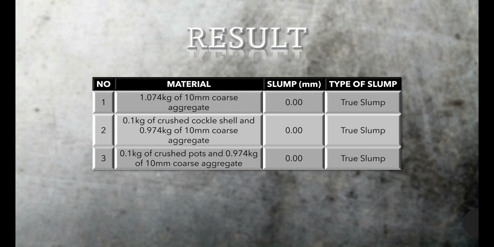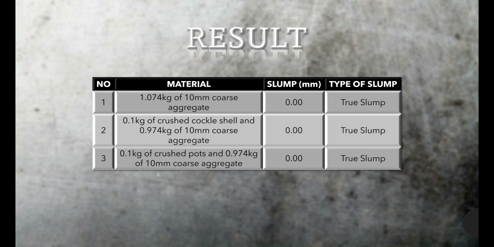Result. This is the result obtained from the test. For the first case, 1.074 kg of 10 mm coarse aggregate is used. The type of slump obtained is true slump and the slump is 0 mm. For the second case, 0.1 kg of crushed cockle shell is added with 0.974 kg of 10 mm coarse aggregate. The type of slump obtained is true slump and the slump is 0 mm.